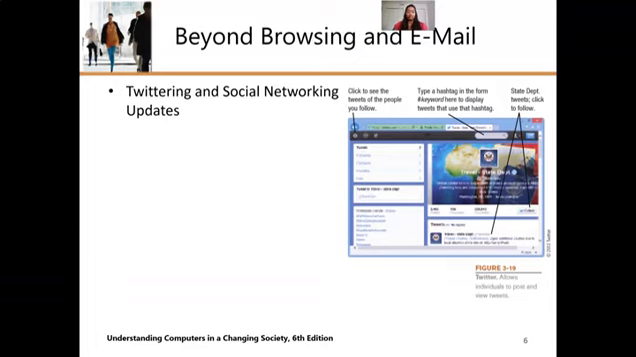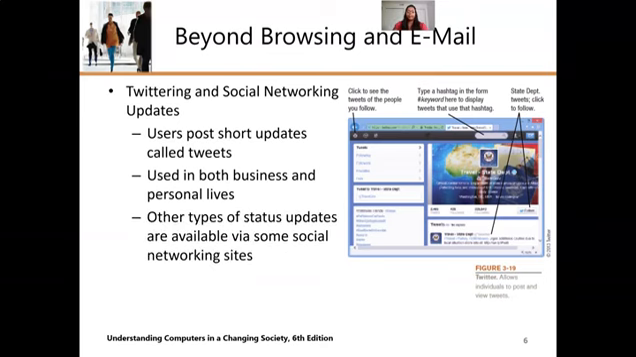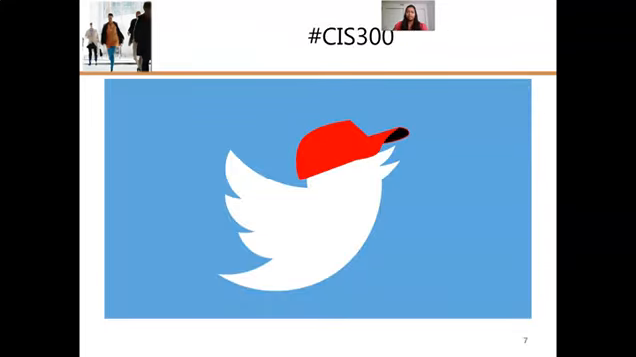Moving on. Twittering and social media updates. Twittering refers to posting short updates, up to 140 characters. They are called tweets, and they are about what you're doing or what you're thinking at the moment, posted to the social network. Individuals see the tweets of people they follow on Twitter, and they can also view other tweets by searching Twitter for key terms or hashtags. Twitter is used today to get updates on weather, ask for assistance with problems, or to conduct information searches. So it's hashtag CIS300.